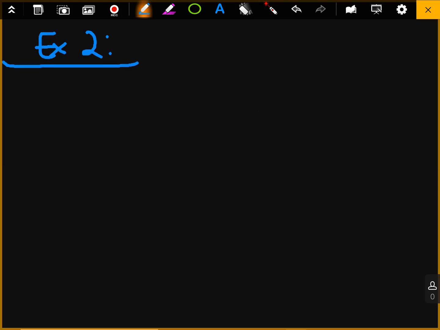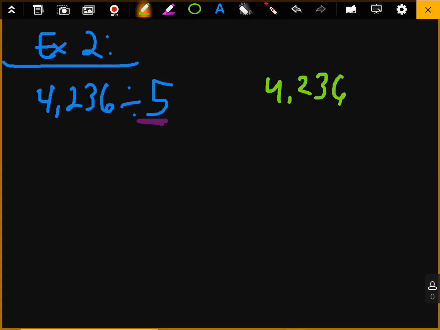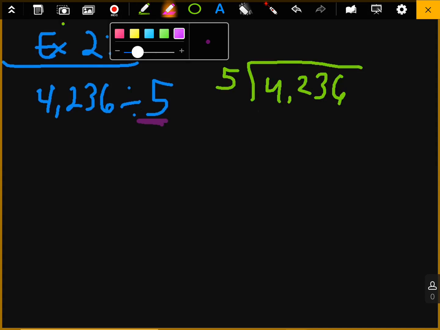Example number 2 is 4,236 divided by 5. Now this is what I mean when the first number goes on the inside and the second number goes on the outside. The first number is what's being divided. The second number here is how many times it's being divided. So it's going to look like this. 4,236 divided by 5. Now we just go through the steps.